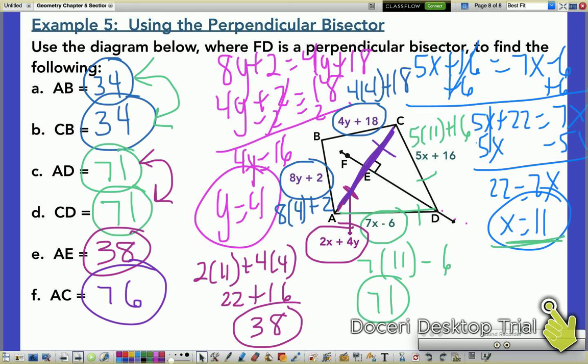Basically, in a nutshell, set your x's equal to each other and solve. Set your y's equal to each other and solve. Plug x and y back in to find all your side lengths. That's all this section is on.